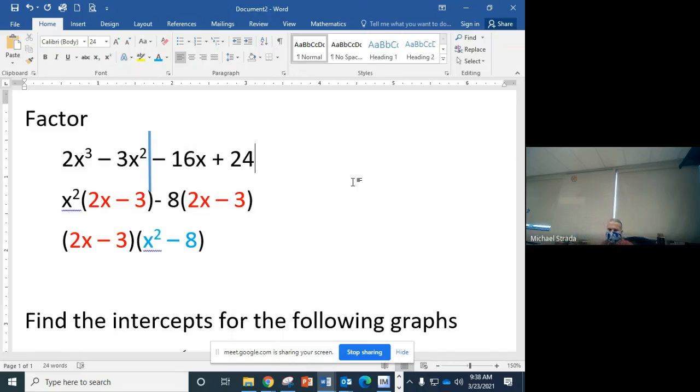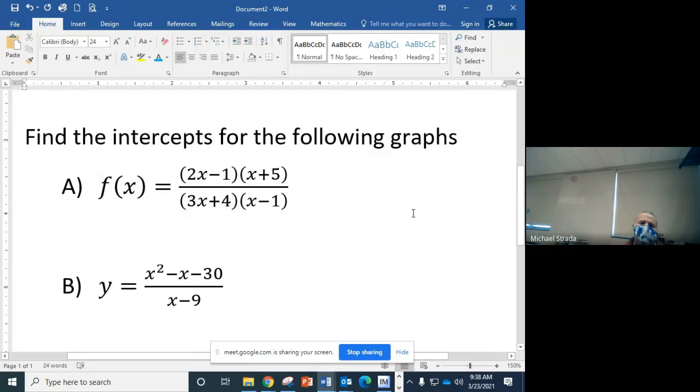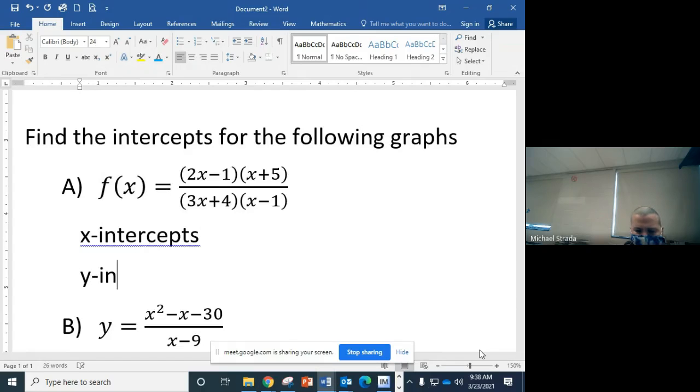All right. So then the second thing we have to talk about is finding intercepts. All right. And there's 2 types of intercepts you got to get. The x-intercepts and the y-intercepts. The y-intercepts we've already gone over. What do you plug in to get the y-intercept? 0. You plug in 0 for x.